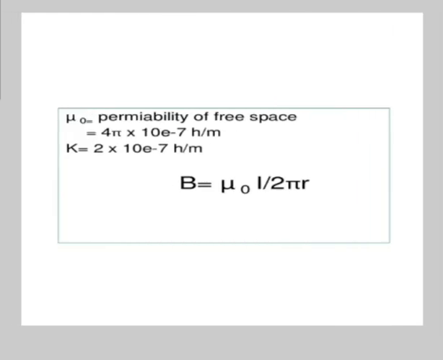Now if dH bar is directly proportional to 1 by r square, then we can write dH bar is directly proportional to I dL sine theta by r square. So if we write the proportionality equation, K is I dL sine theta by r square, where K is 1 by 4 pi.